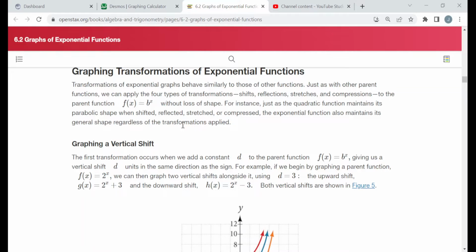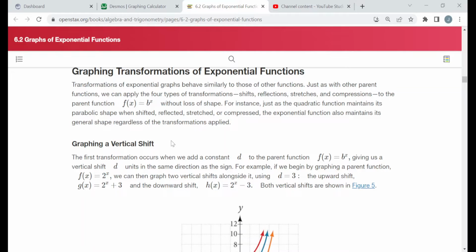Alright, so in the last video, and earlier in this particular section, you saw the graphs of the parent exponential function, the basic one, f of x equals b to the x power. So this is going to take those parent functions, and you're going to perform some sort of transformation, whether it be a vertical or horizontal shift, vertical or horizontal stretch or compression, maybe a reflection across the x-axis or y-axis.